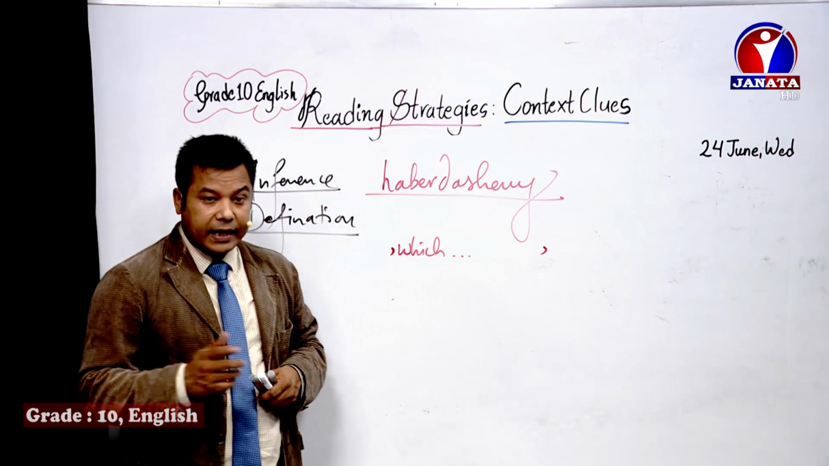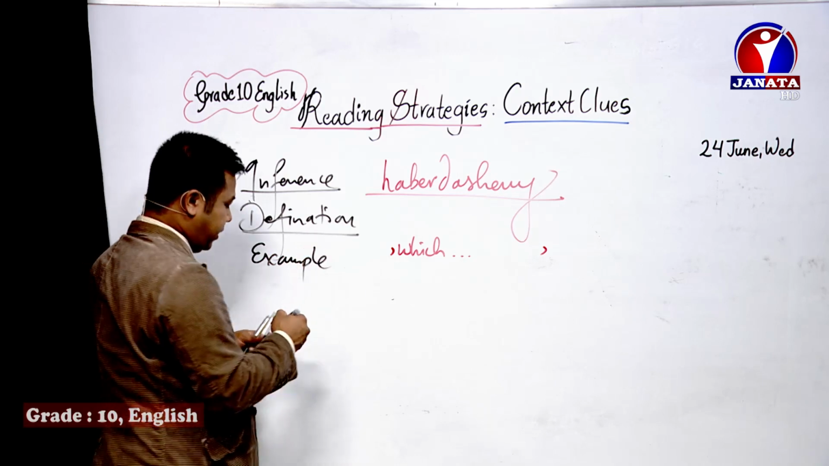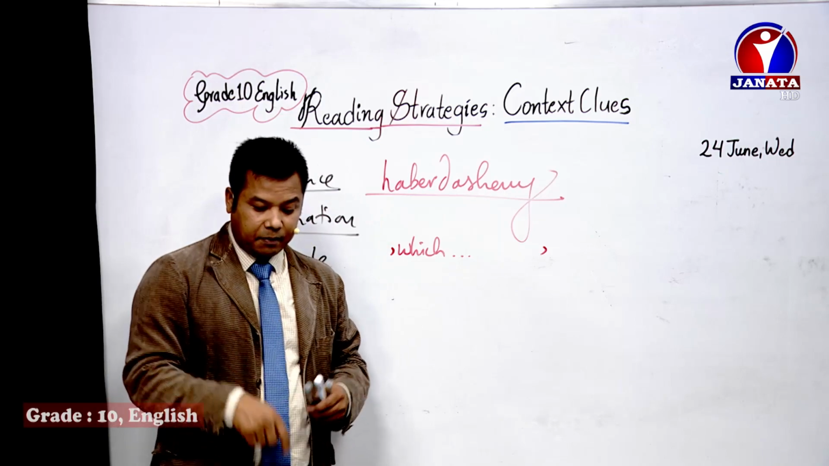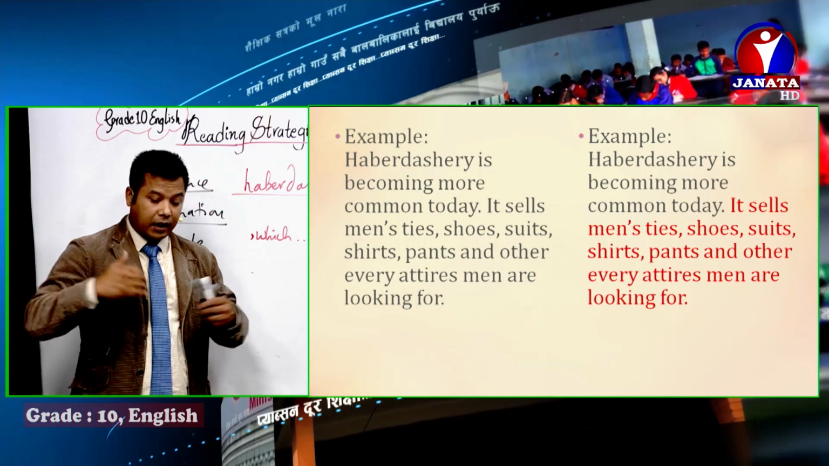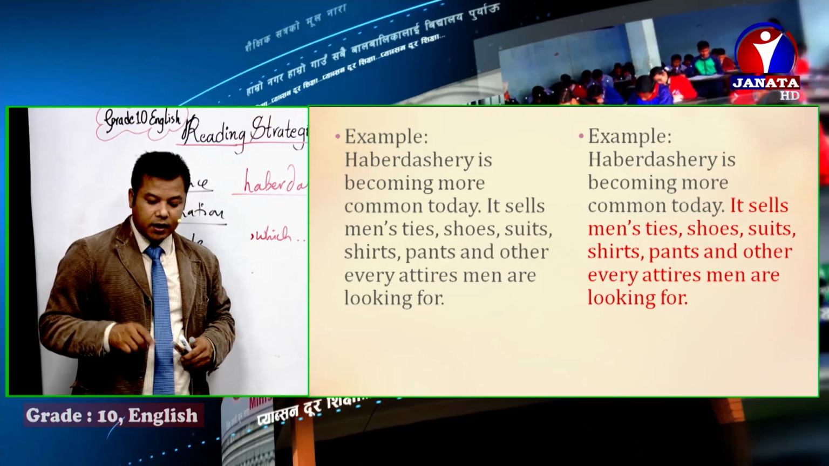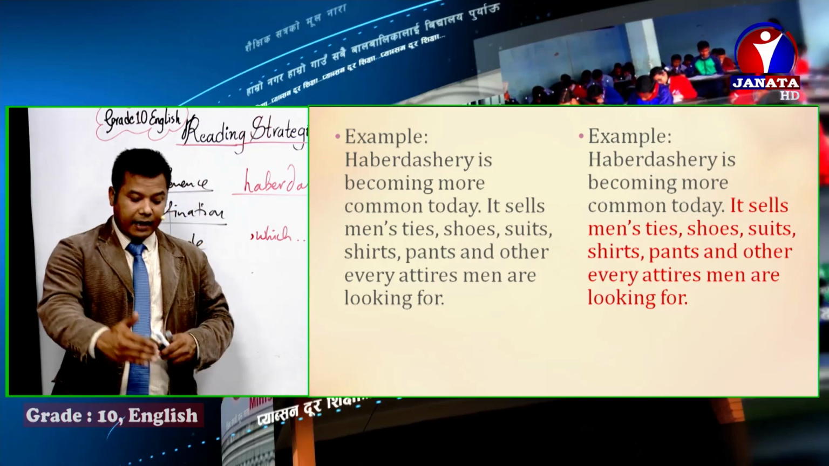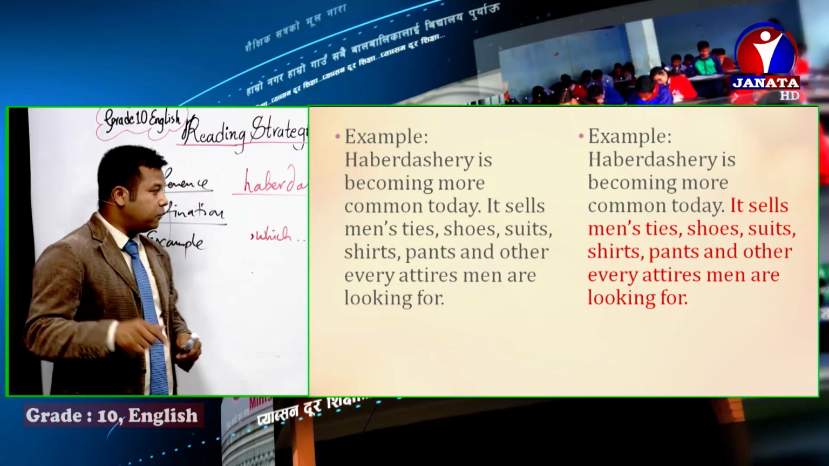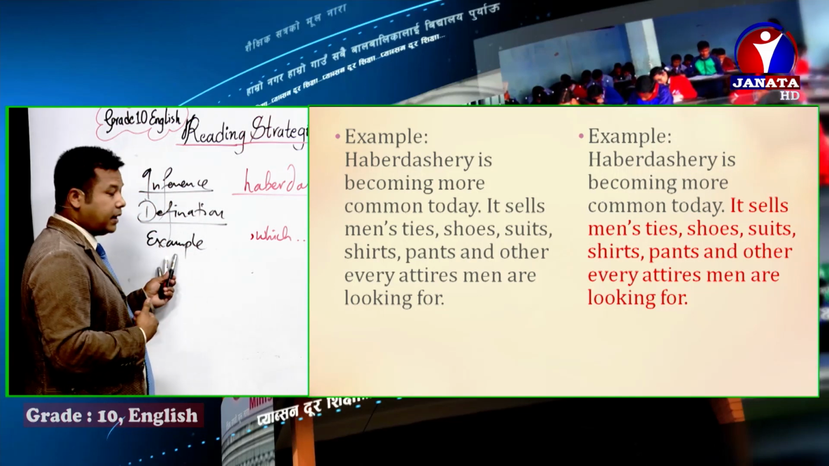Similarly, we have got the next one, and this is called example. Sometimes writers might give you quite a lot of examples in series to understand the word. Let's take an example here itself. Haberdashery is becoming more common today. Now, what is haberdashery? I would like to know. So the writer has put it for me. It sells men's ties, shoes, shirts, pants, and every other attire men are looking for. Now, with all these examples of men's ties, shoes, shirts, pants, and other needful things, I'll come to know that haberdashery is a place where I can shop something for myself. So that is an example clue.